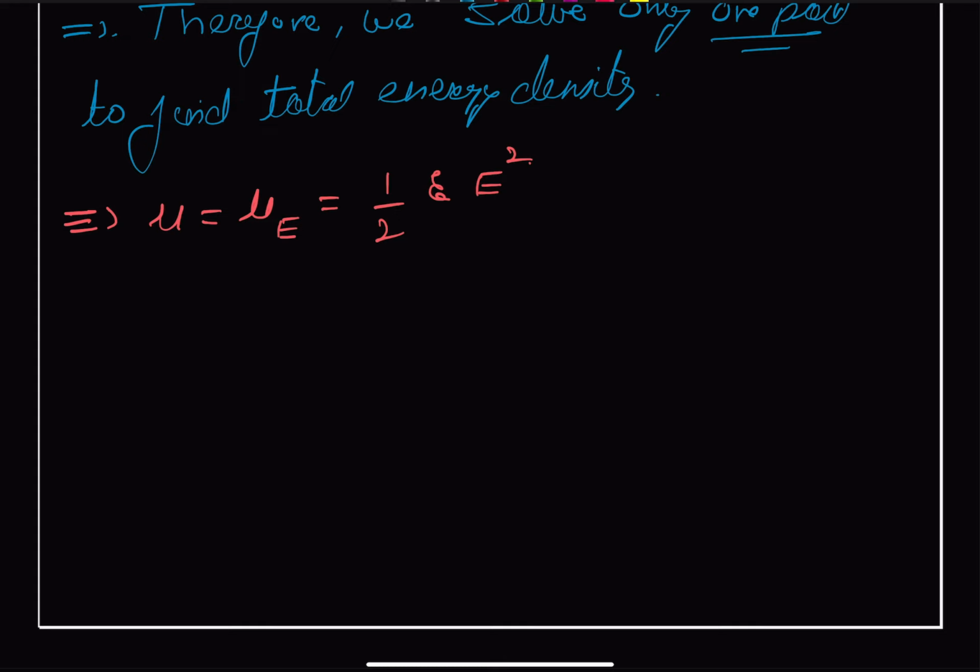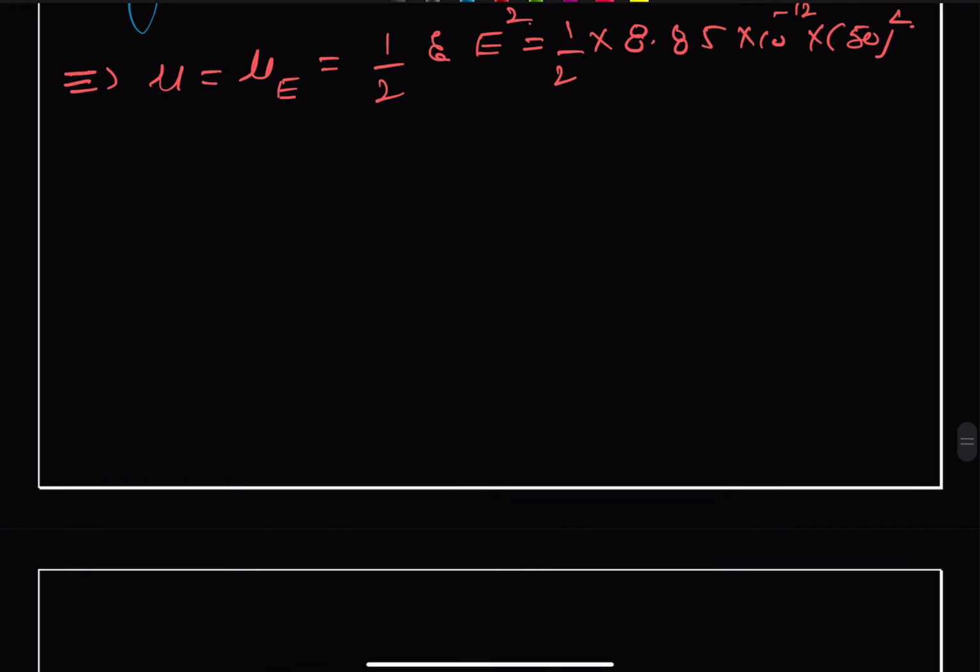And we are given all these values, so we can just plug them in. Epsilon naught is given as 8.85 into 10 to the power minus 12. Electric field is given as 50, and this comes as whole square. Therefore, we get that our total energy density will be equal to 1.10625 into 10 to the power minus 8 joules per meter square.